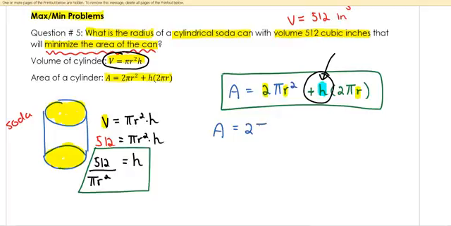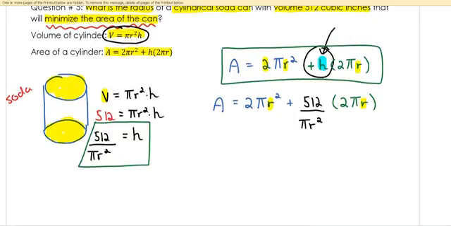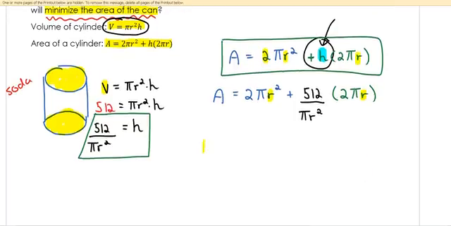So this would be 2 pi r squared plus 512 divided by pi r squared, and then let's times that by 2 pi r. Okay, so notice that now that I made that substitution, I only have one variable, which is the variable r, which is good. What that means is I can go ahead and take the derivative and set it equal to 0. Before I take its derivative, let's simplify this problem just a little bit. Usually when you simplify, taking the derivative is a little bit easier.